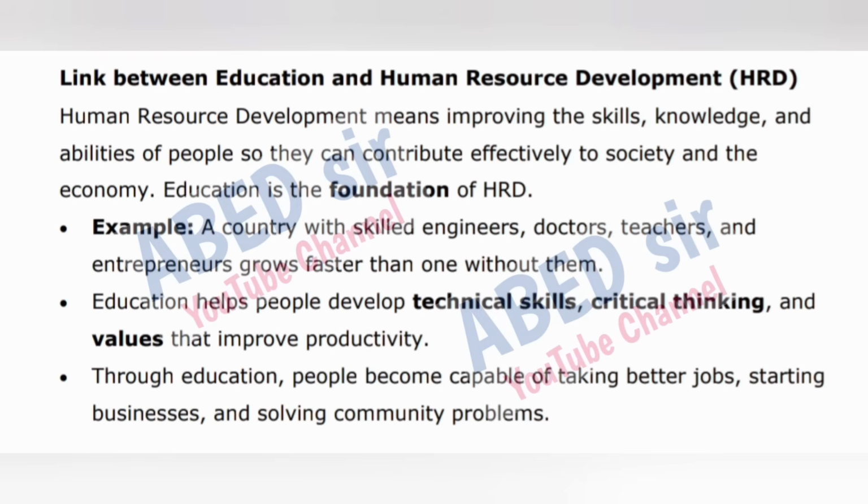Link between education and human resource development, HRD. Human resource development means improving the skills, knowledge, and abilities of people so they can contribute effectively to society and the economy. Education is the foundation of HRD. Example, a country with skilled engineers, doctors, teachers, and entrepreneurs grows faster than one without them. Education helps people develop technical skills, critical thinking, and values that improve productivity.